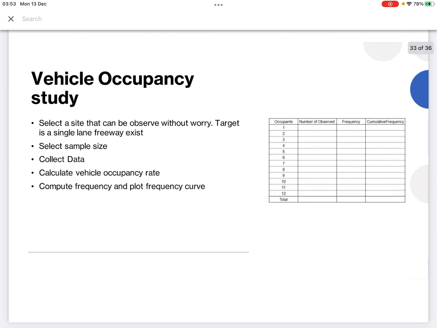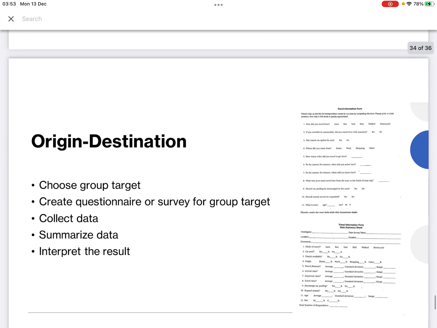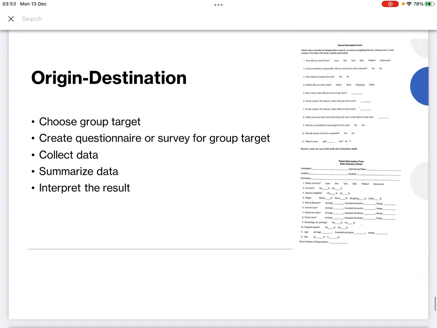Vehicle occupancy study, which can be observed without worry. Target. Origin-destination: we can use a survey, choose a target group, and then use the survey.